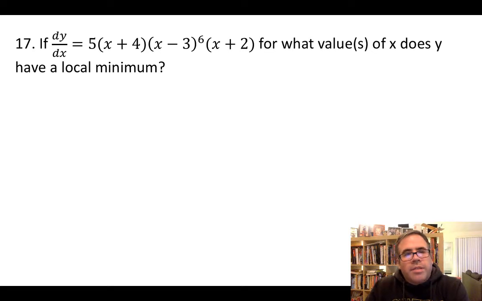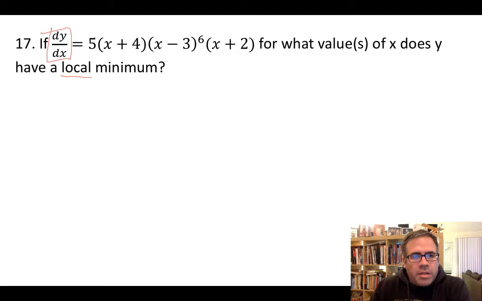Now, if dy/dx equals 5 times (x plus 4) times (x minus 3) to the 6th times (x plus 2), for what values of x does y have a local minimum? So they give you dy/dx. This is not our y, though we are asking questions about y. This is the derivative of y.